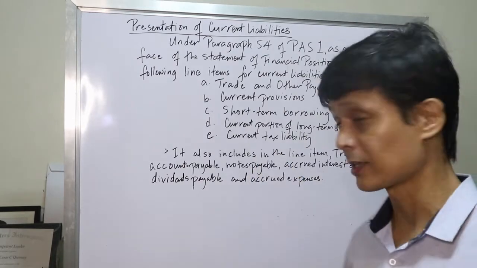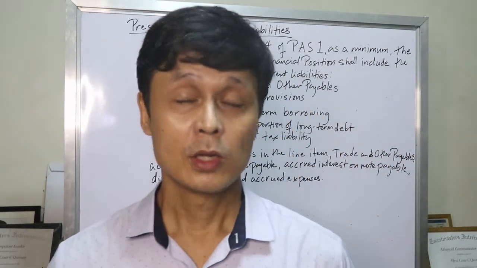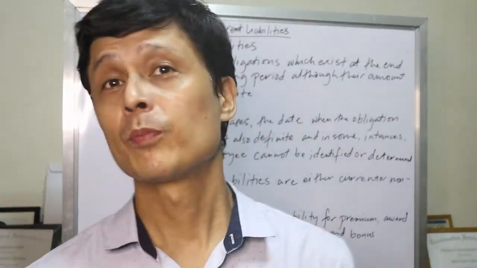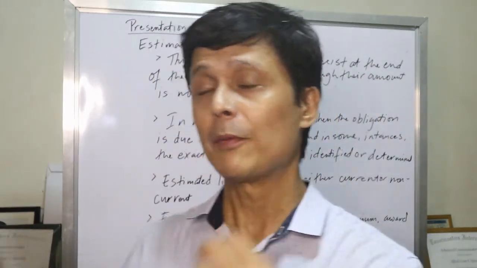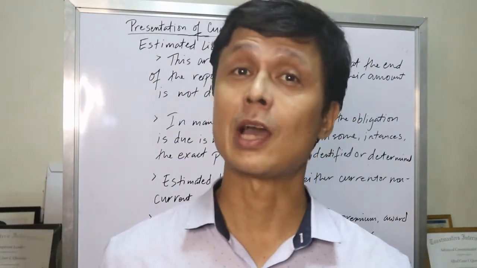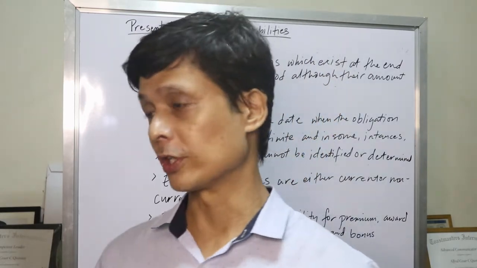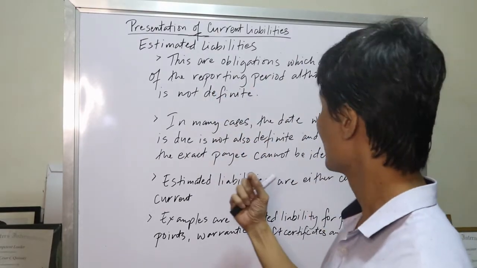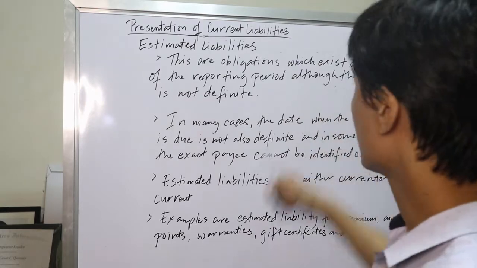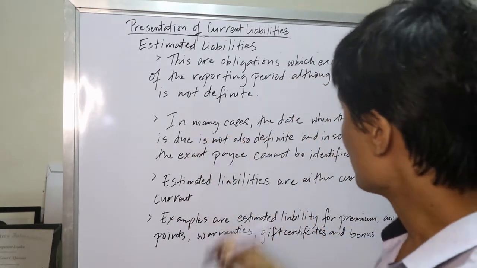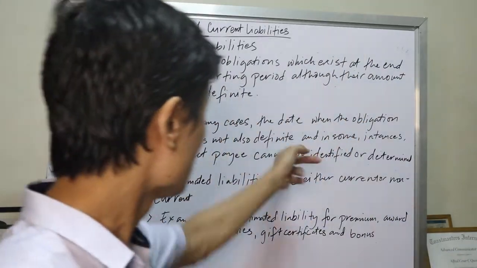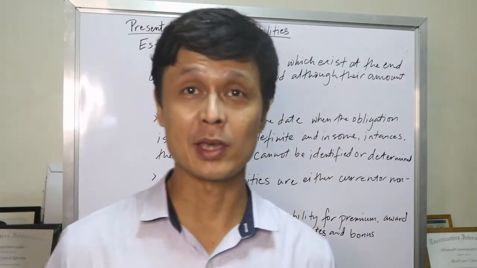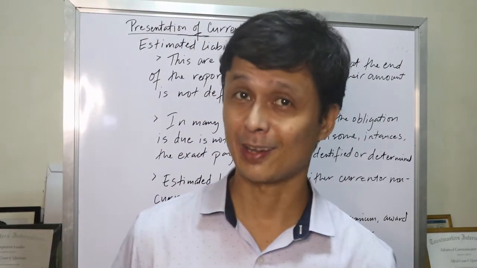And the last one, yung current tax liability, this may be, let's say, income tax, estimated liabilities. Kailangan mo estimated liabilities as current. Hindi pa natin alam kung magkano yung amount, pero alam natin na meron na tayong utang, especially after the reporting period or after the balance sheet date, which is December 31. So, estimated liabilities, these are obligations which exist at the end of the reporting period, although their amount is not yet definite. So, in many cases, the date when the obligation is due is not also definite, and in some instances, kahit yung payee, hindi rin natin alam. So, pero kailangan natin i-recognize na.